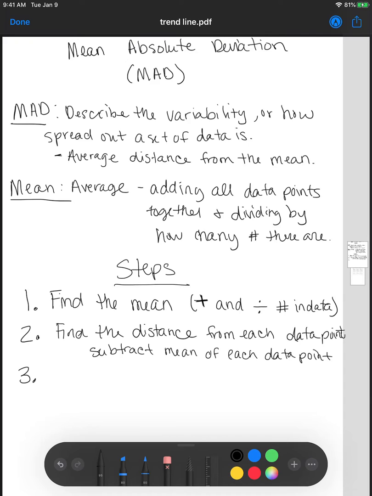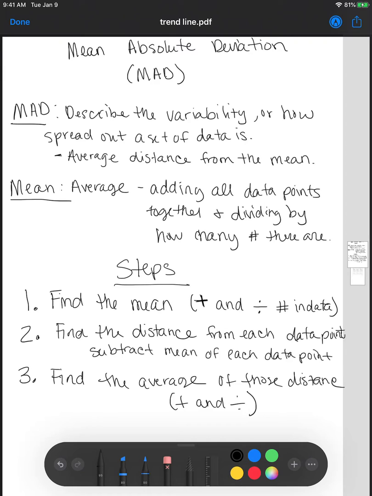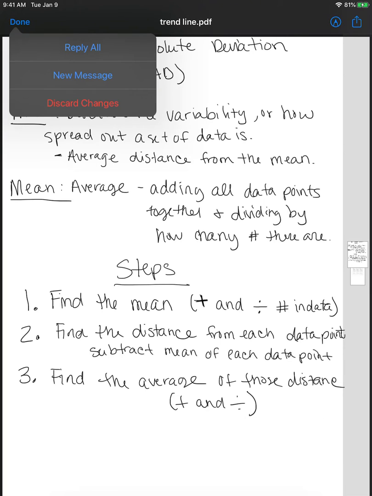And then in step 3, you're going to find the mean again of what you subtracted. So find the average, or mean, of those distances, which means you're going to add and then divide by how many data points there are. So you're kind of doing step 1 again. We'll go through all of that. I'm going to show you an example, so don't freak out. Let me get a fresh page.